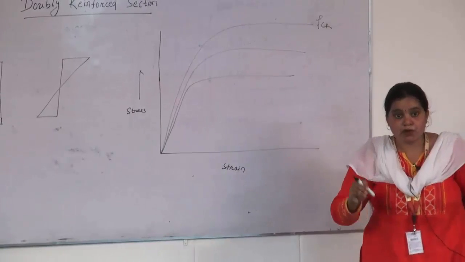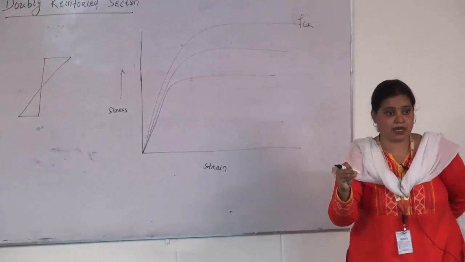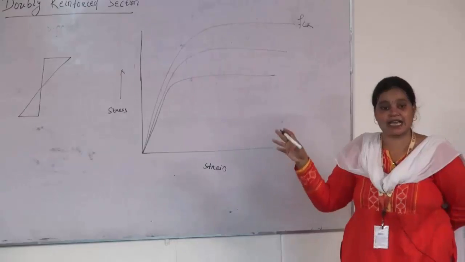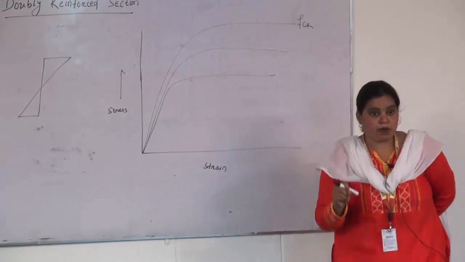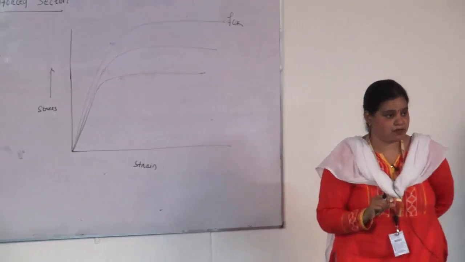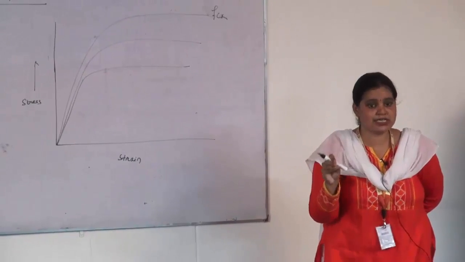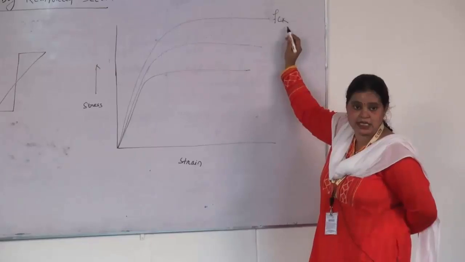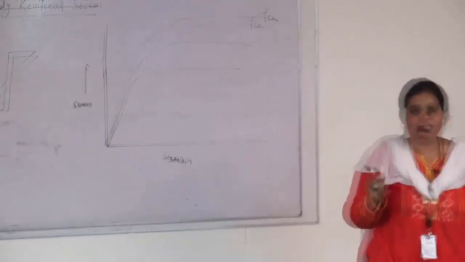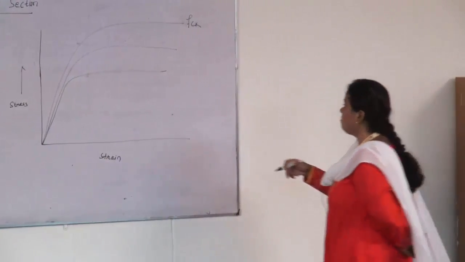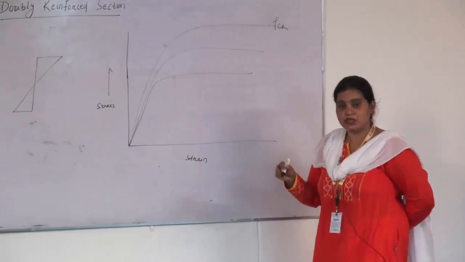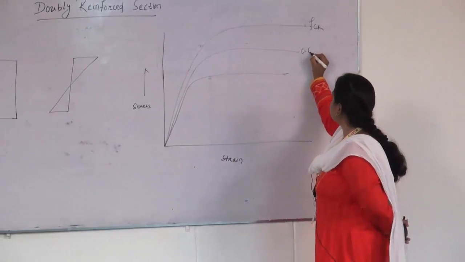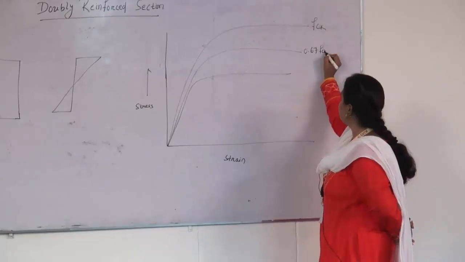Before dividing by the partial safety factor, I have to take into consideration the size of the section. Suppose the size of the concrete cube is 1.5. So first I have to divide by this. So 1 by 1.5, how much? 1 by 1.5 is 0.67. So this is 0.67 FCK.